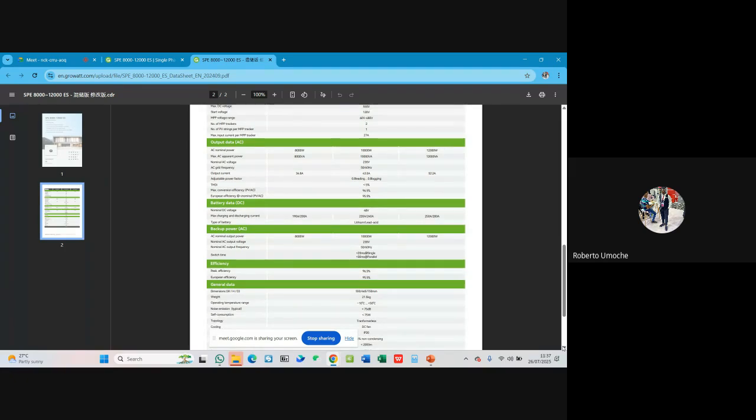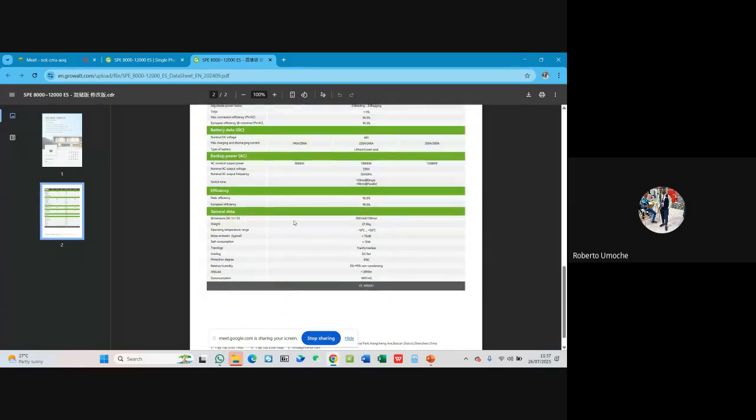Then efficiency: peak efficiency is 96.5%, and European efficiency is 95.5%. General data: the dimensions are 550 by 465 by 155 millimeters. Weight is 21.5 kg. So I really want to point out the IP protection.